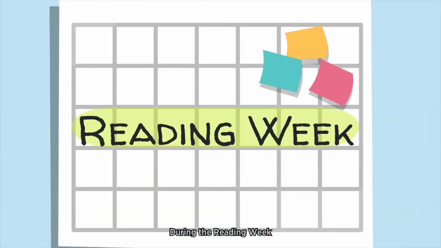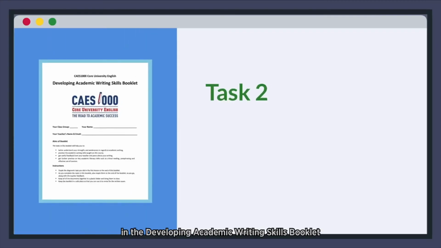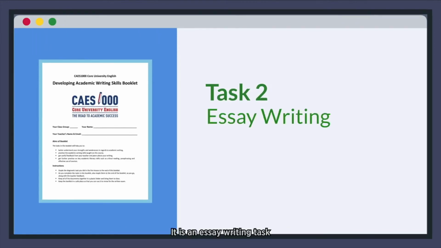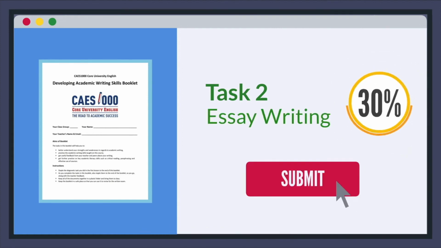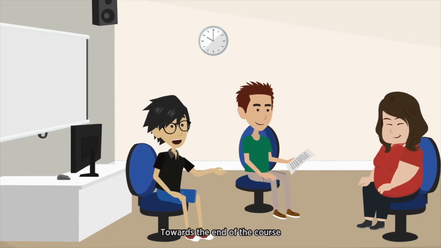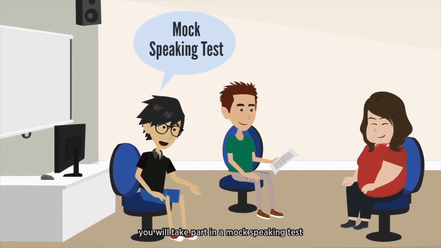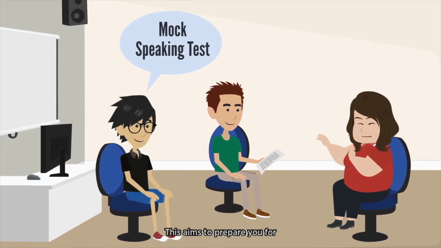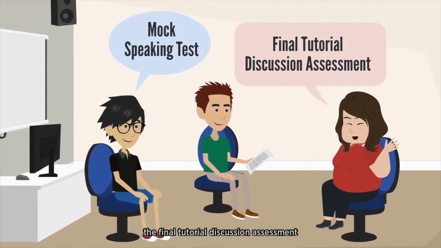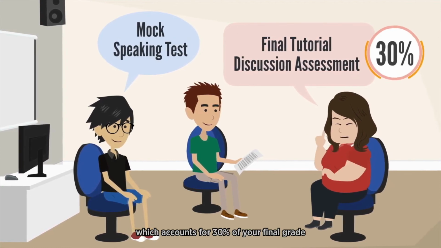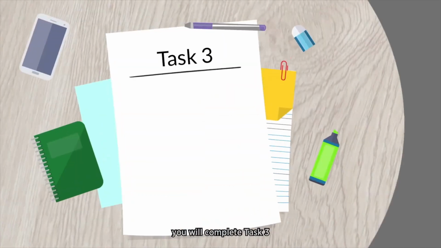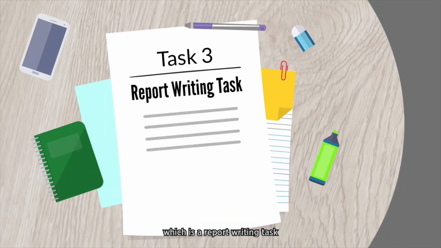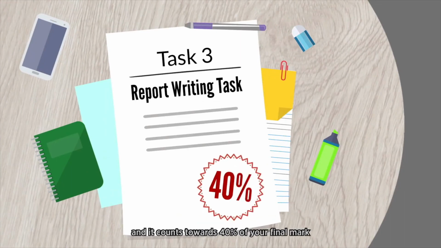During the reading week, you will need to submit your Task 2 in the Developing Academic Writing Skills booklet. It is an essay writing task, and it accounts for 30% of the final mark. Towards the end of the course, you'll take part in a mock speaking test. This aims to prepare you for the final tutorial discussion assessment, which accounts for 30% of your final grade. At the end of the course, you'll complete Task 3, which is a report writing task, and it counts towards 40% of your final mark.